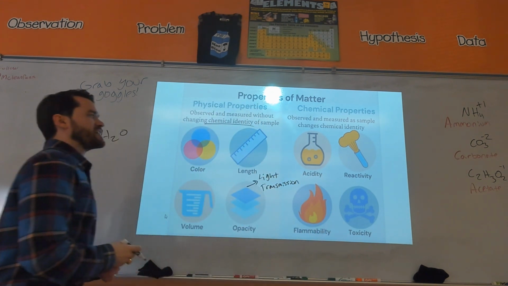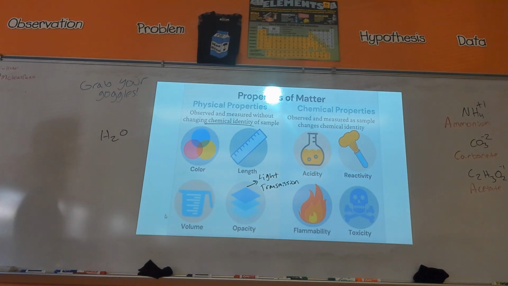But a chemical property is something that does change the chemical identity. Meaning, if I want to see how acidic something is, you actually have to change the chemical identity. You have to run a chemical test on it. You can't just observe it or measure it with some sort of device. Same with reactivity. If you want to see how reactive something is, you have to do a chemical reaction, right? By definition, you are changing the chemical identity.